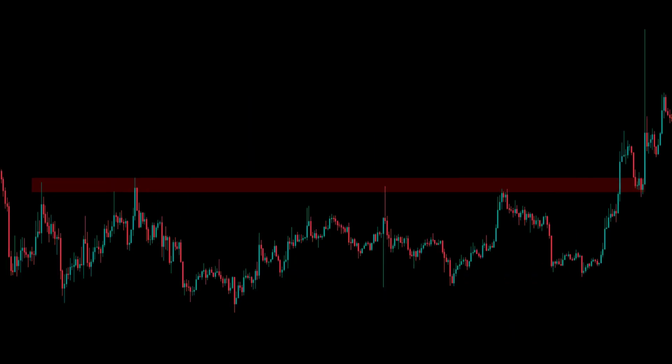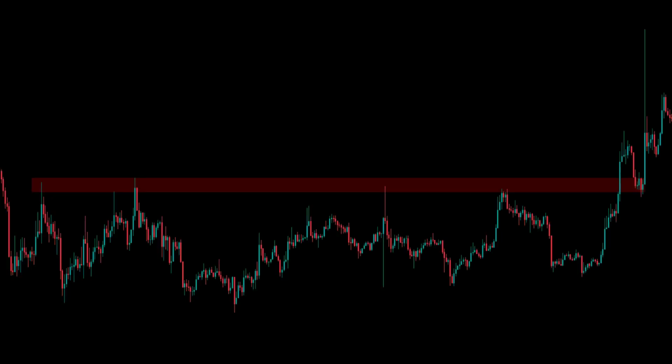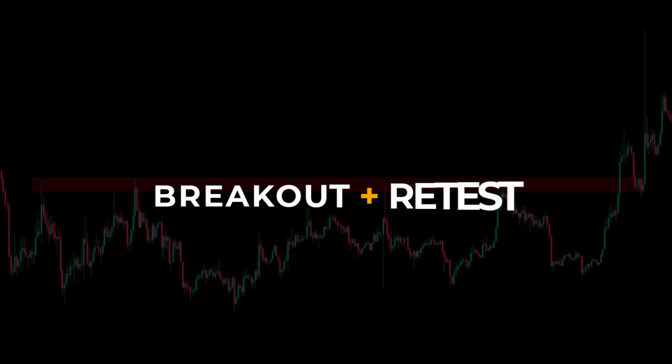Now that you know on which areas on the price a breakout can take place, we're going to look at the 3 ways how you then actually capitalize on a breakout. We'll take as an example this resistance breakout, but keep in mind that everything I'm explaining can also take place on the other patterns I just showed you. The first breakout we'll discuss is the breakout and retest.